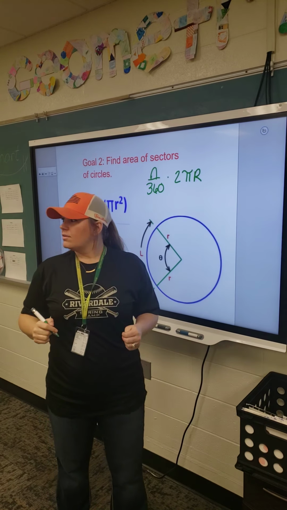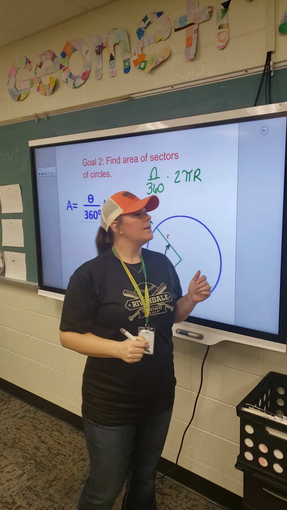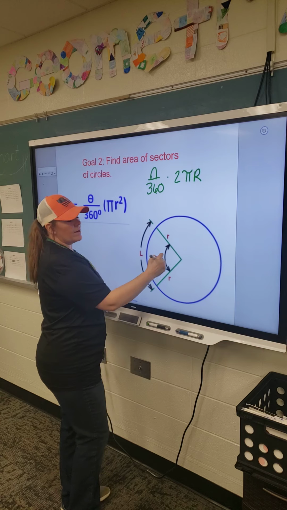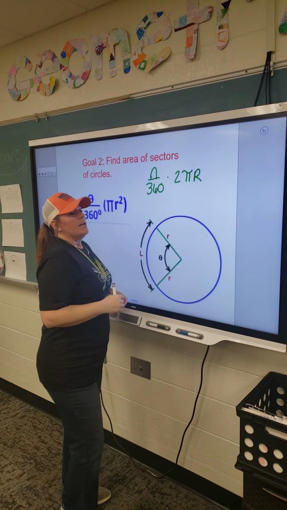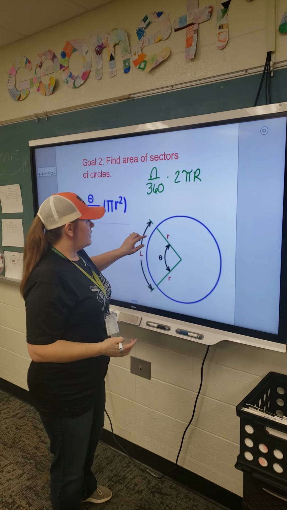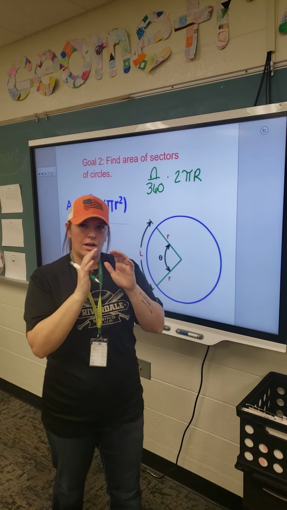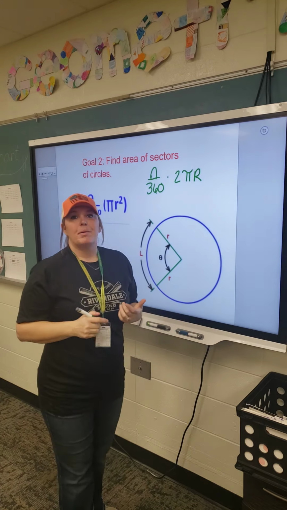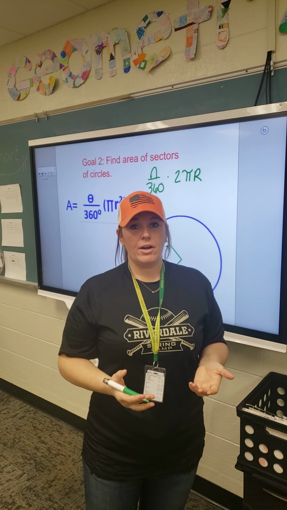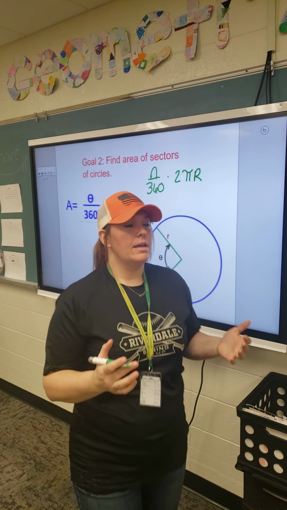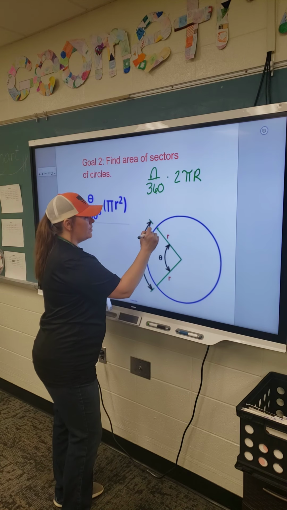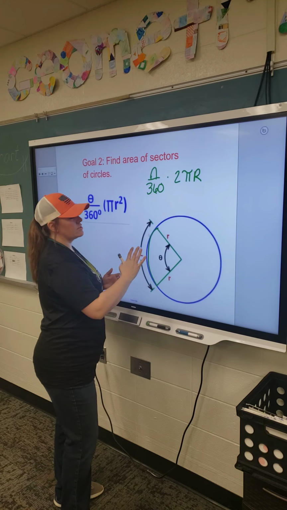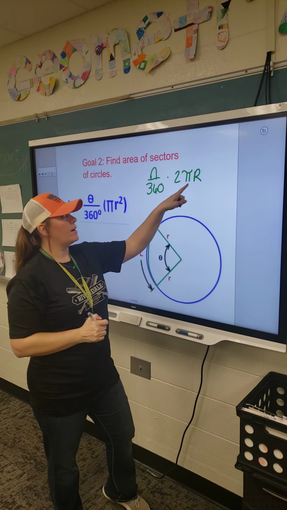Remember, the n was this angle measure, so we would plug in whatever this angle was for n, and we would divide that by 360, and that would tell us what this chunk was, like what's that portion out of the whole circle. And then we would multiply it by 2 pi r, and remember 2 pi r was the circumference of a circle, right? The circumference of the whole circle is 2 pi r.